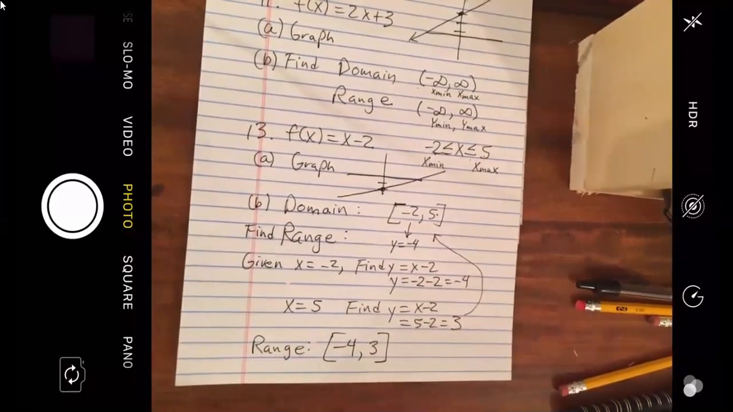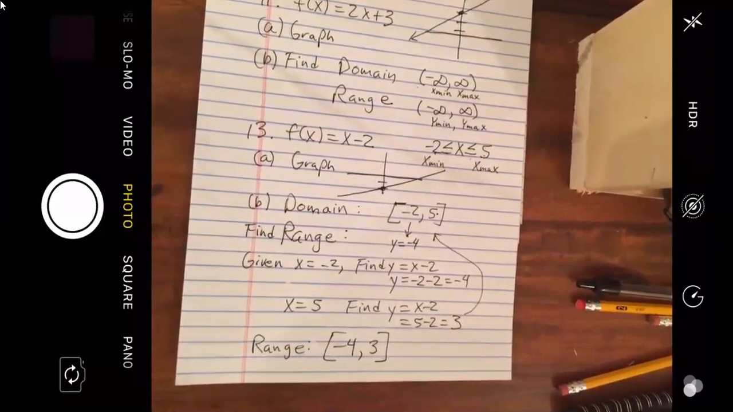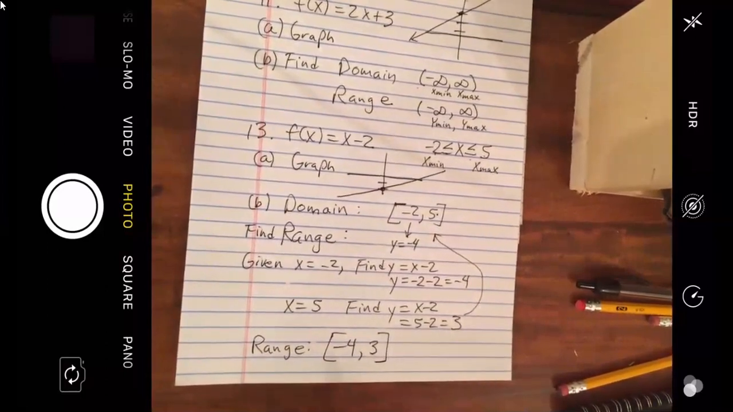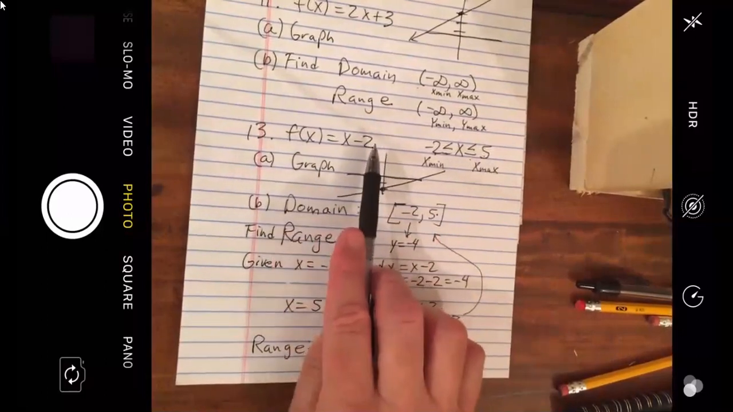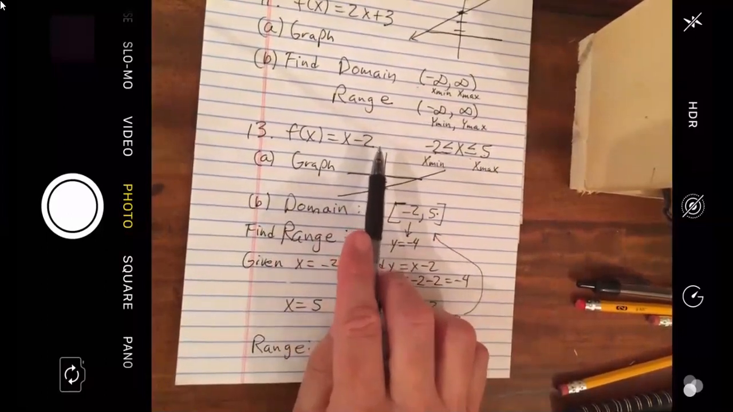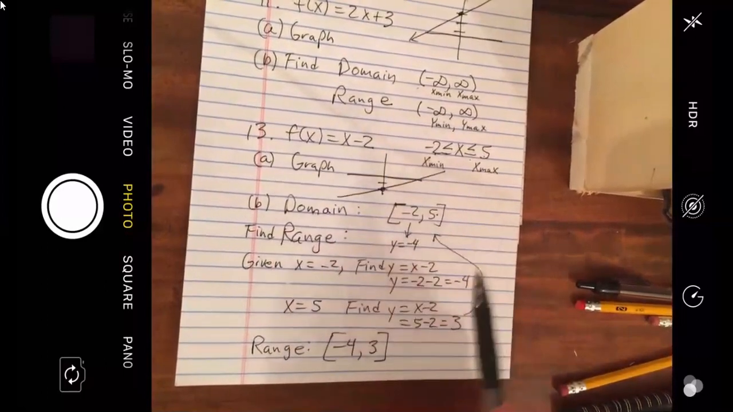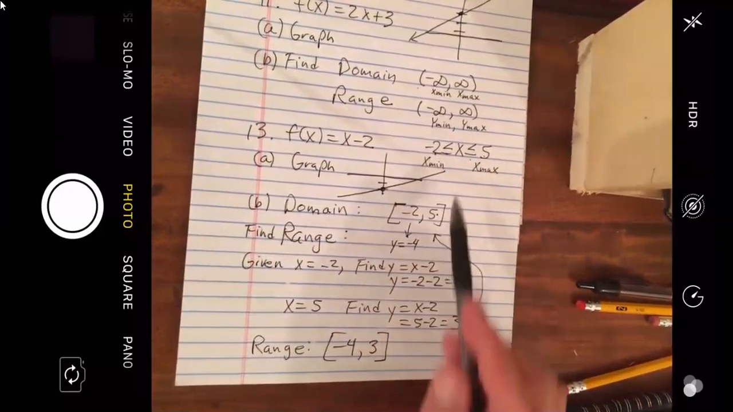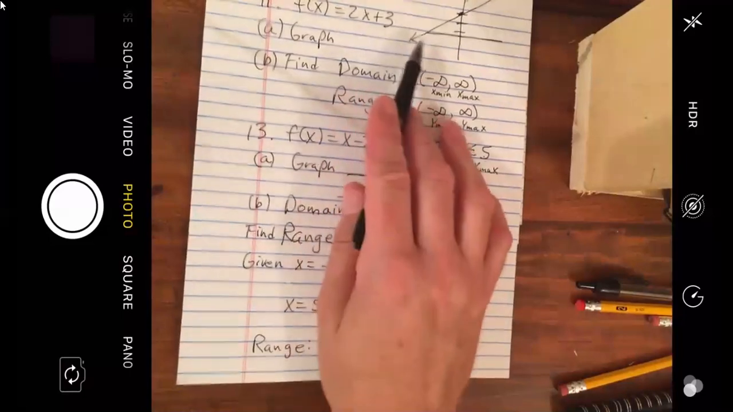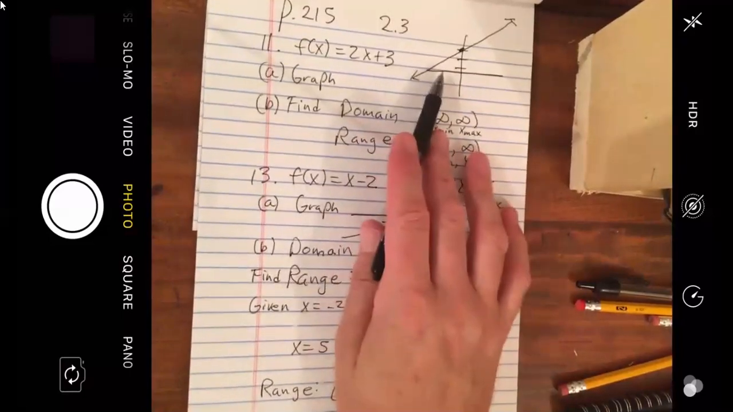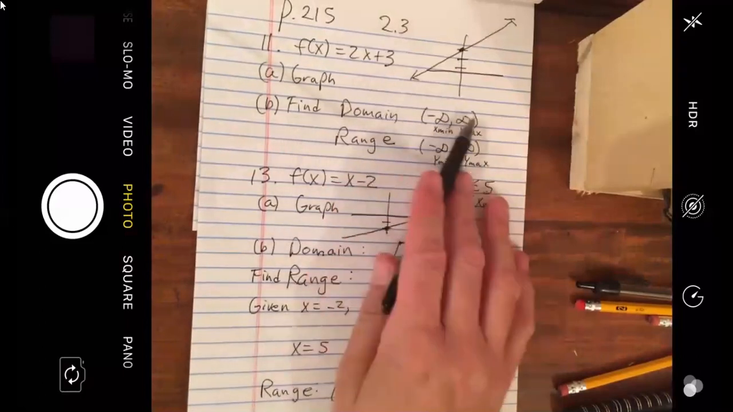Okay. Questions about that? So it's just plug and play when they're asking for the range. You know what your x min and x max are. You plug those in to find your y. And then those two y values become your range. Yep, that's exactly right. And you only do that if they give you this kind of interval. Didn't have to do that on problem 11. If they don't give you any specific x interval, you just assume things go all the way from -infinity to infinity.